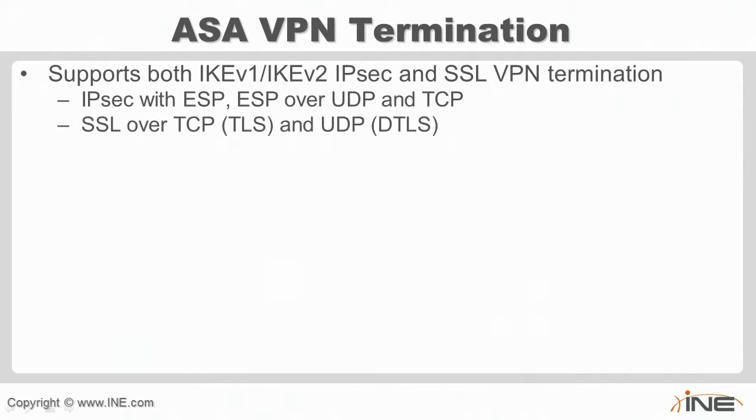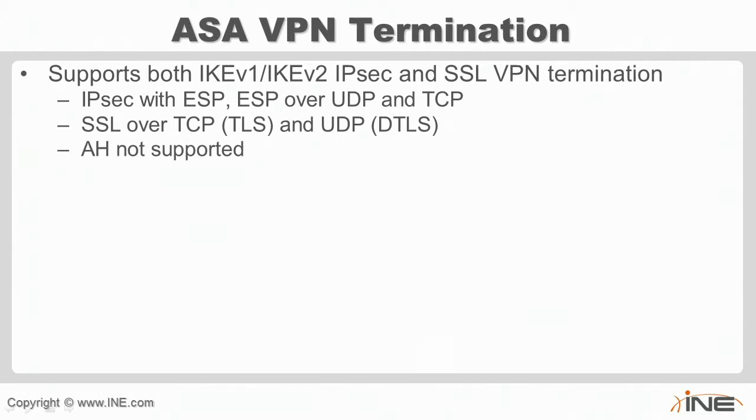For SSL, we support this over TCP and over UDP, which is the difference between TLS and DTLS. So when we get to remote access VPN and AnyConnect for SSL, we'll talk about when would you want to use TCP, when would you want to use UDP. It supports both of them. What is not supported, though, is authentication header, AH.